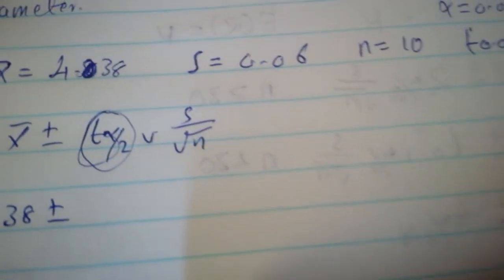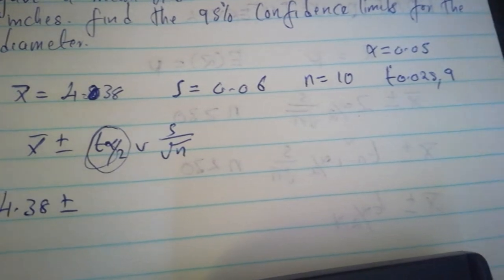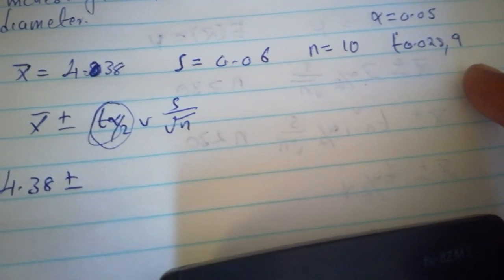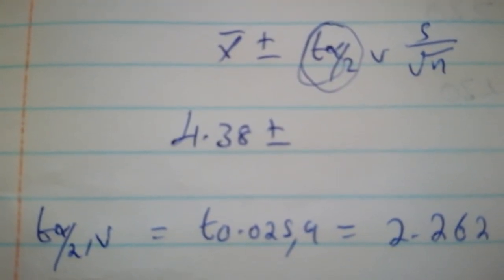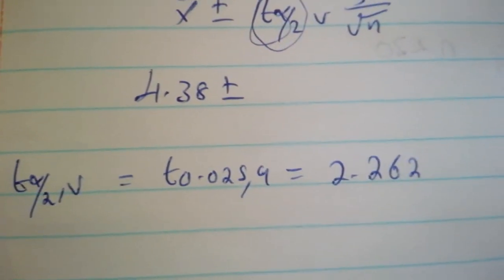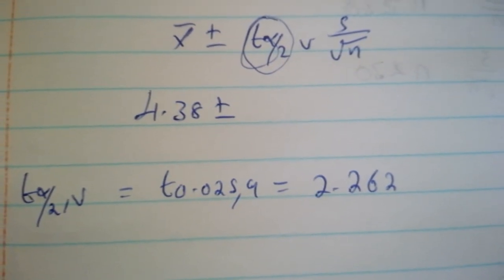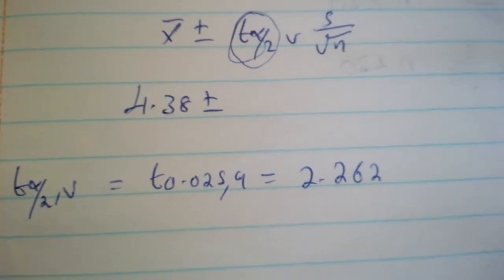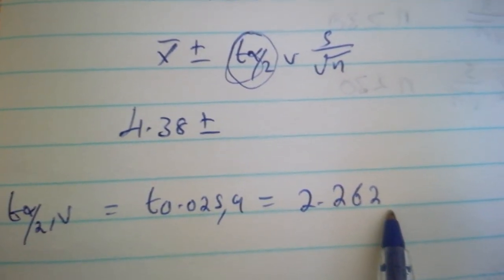So 10 minus 1 will give us 9. Then we go on our t distribution table and find what our t value is. Alright, so our t alpha over 2, v. If you are not familiar with how to read the t distribution table, I'll drop a link in the description which will help you see how you can find the values here. So you're going to find 2.262 from the t distribution table.